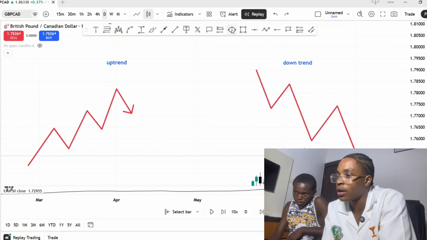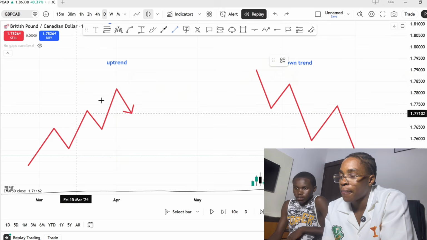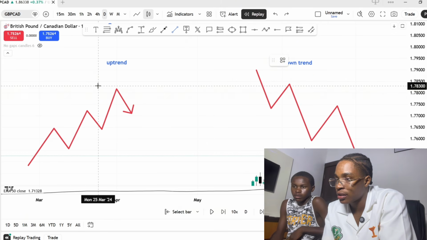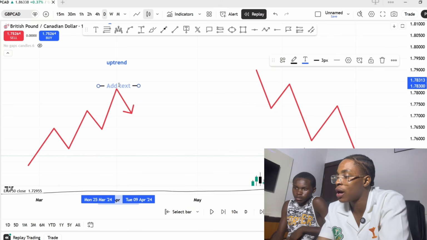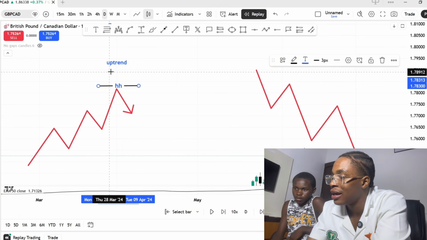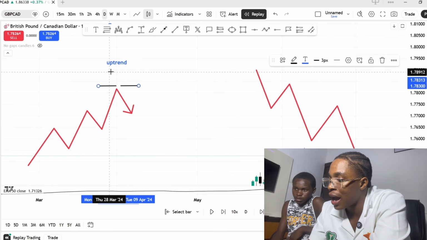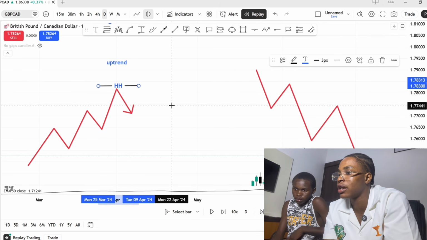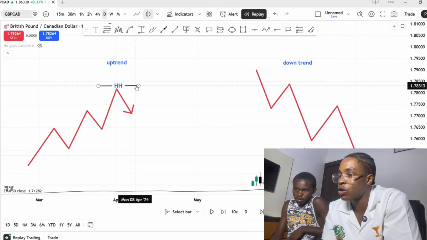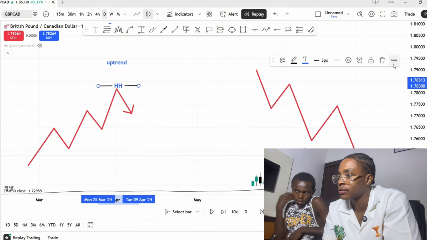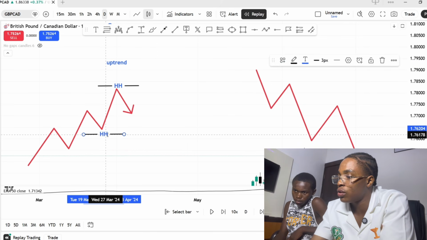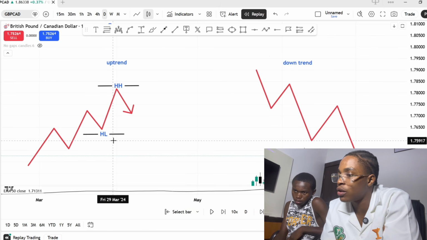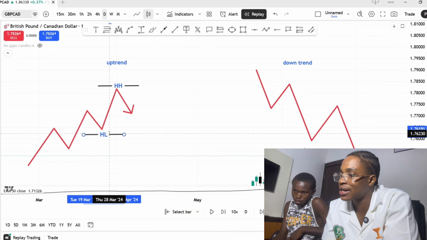So if you look very well, from this point right here, this is the highest point the market has gone. So what do I call it? I will call this the higher high. So HH stands for higher high because it's the highest point the market has gone, right? And then I'll just clone. And then this will become the higher low. Why is this the higher low? This is the higher low because this is a low.